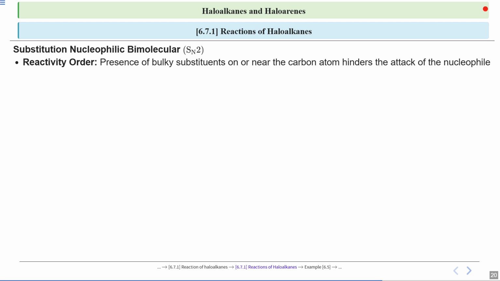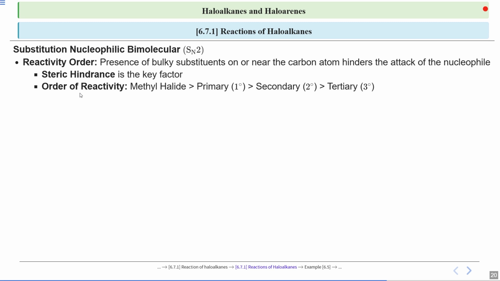So for proper attack, or for proper bonding, there should not be any kind of bulky substituents near or on the carbon atom. So steric hindrance is the key factor here. The order of reactivity will be the opposite of SN1. Methyl halide is going to be the most reactive, then primary halide, then secondary alkyl halide, then tertiary alkyl halide. Okay, we will understand how.